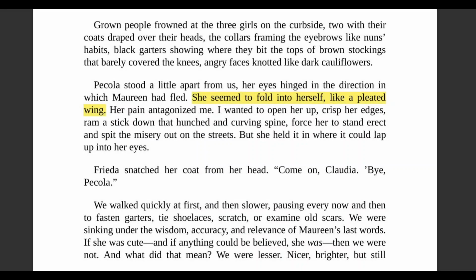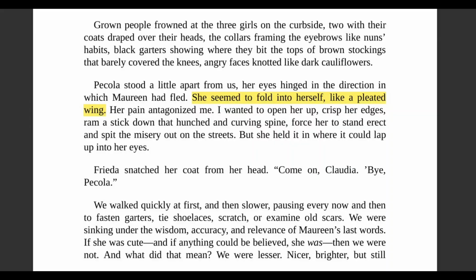The third issue represented in the novel is intersectional marginalization, which basically means experiencing oppression in more than one way at the same time. Piccola is marginalized because she's black, but also because she's a girl and a child. This becomes really clear after she's sexually abused by her father. After this trauma, instead of being protected, Piccola is mostly ignored. Morrison describes her withdrawal from the world by saying, "She seemed to fold into herself like a pleated wing."